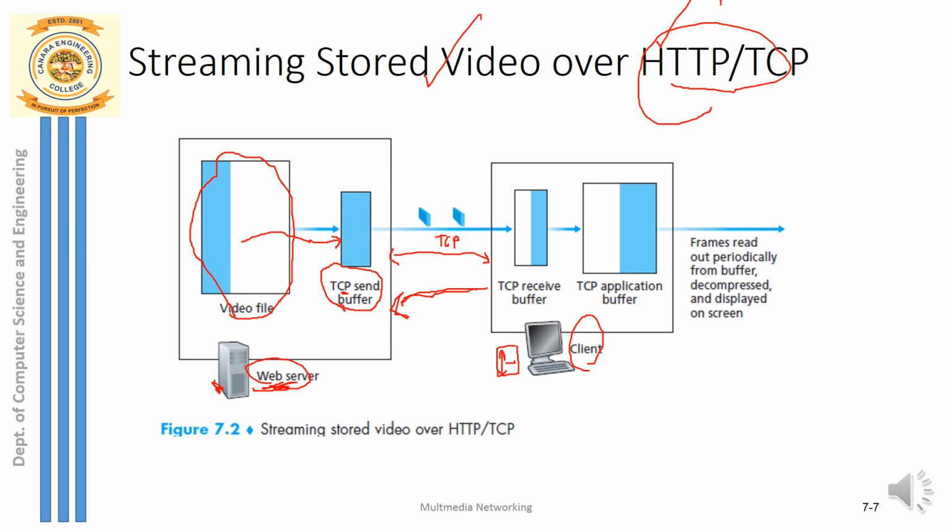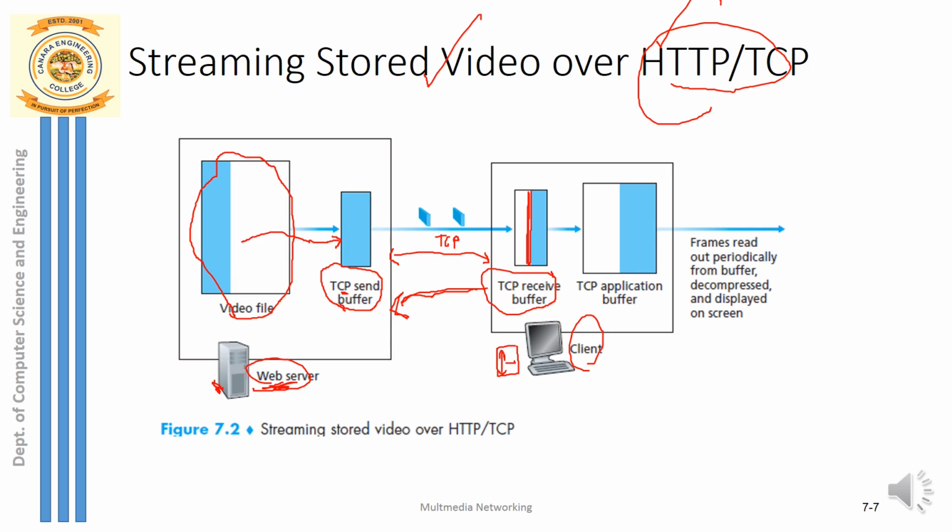Now how is the client receiving the data? At the client end, we have two buffers maintained. One you call the TCP receive buffer. What is this TCP receive buffer? Initially all the packets or bytes that are received are first stored inside the receive buffer. It is the reserve that is built at the client side, and the client does not start his playout until some reserve is built at the client side.